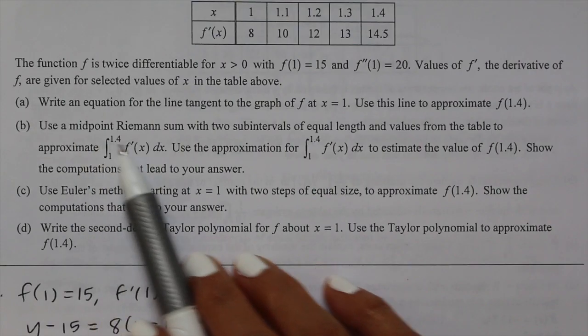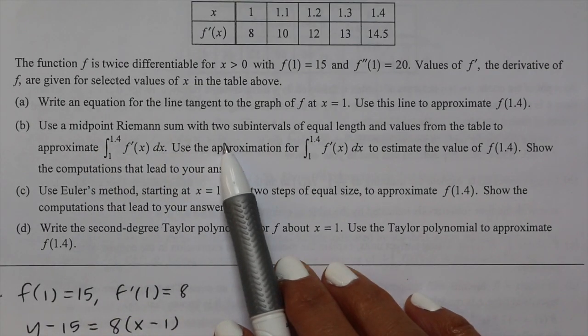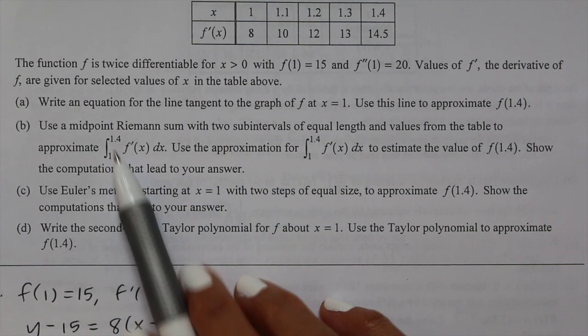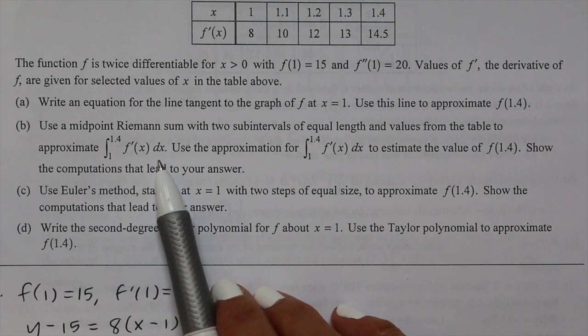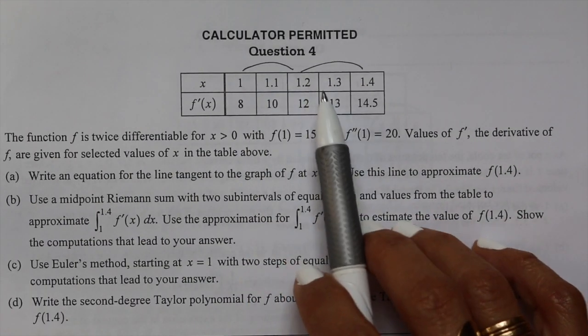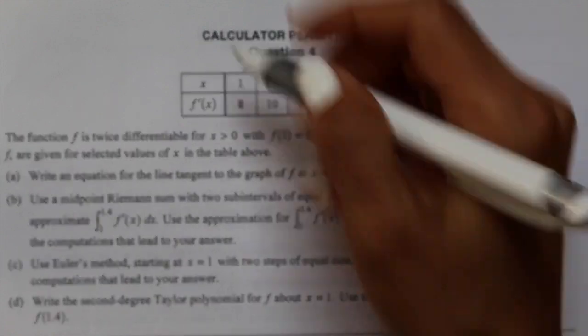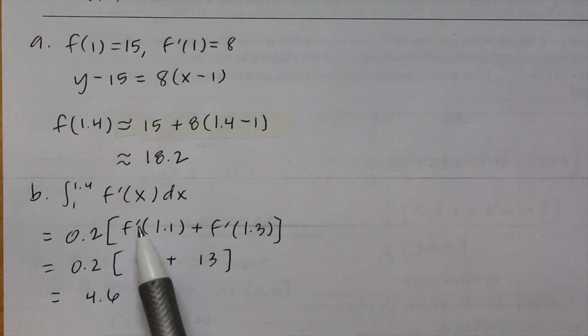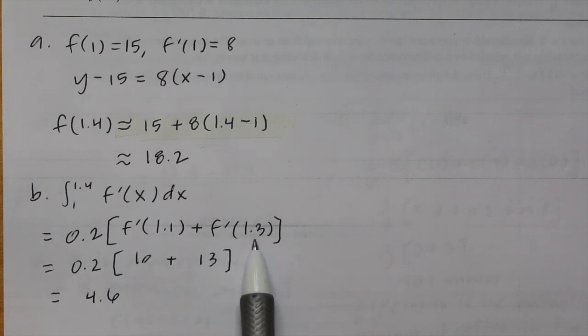Part B says use a midpoint Riemann sum with two subintervals of equal length and values from the table to approximate the integral from 1 to 1.4 of f prime of x dx. So if we use two intervals of equal length, we're going to go from 1 to 1.2 and then 1.2 to 1.4. And we'll use these values right here. 0.2 is your interval length, and then you have f prime of 1.1 plus f prime of 1.3. You end up getting 4.6.